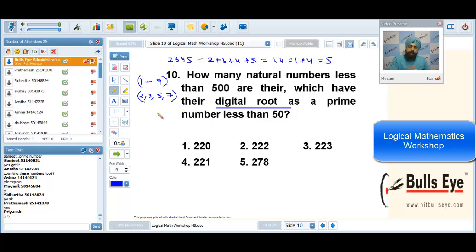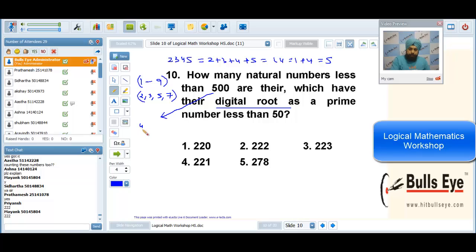Now, another interesting fact is, please listen to that very carefully. If I say I take the natural numbers up to 900, I am taking a number which is a multiple of 9, guys. I said 900. Now out of 900, there will be 100 numbers which will have a digital root of 1. 100 numbers will have a digital root of 2. 100 numbers will have a digital root of 3. And so on till 100 numbers have a digital root of 9. So that simply means, in order to answer the question quickly, I'll take a number which is less than 500 and a multiple of 9.